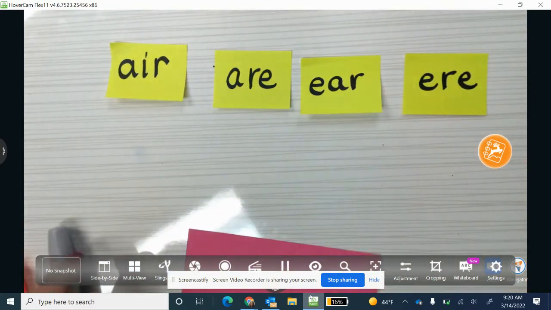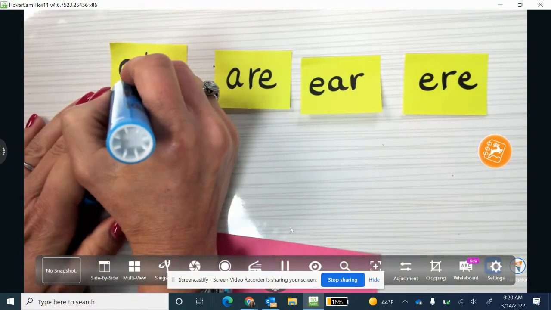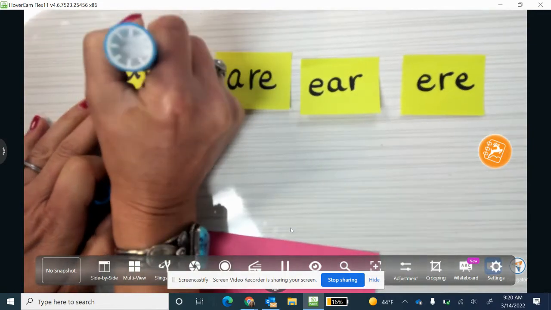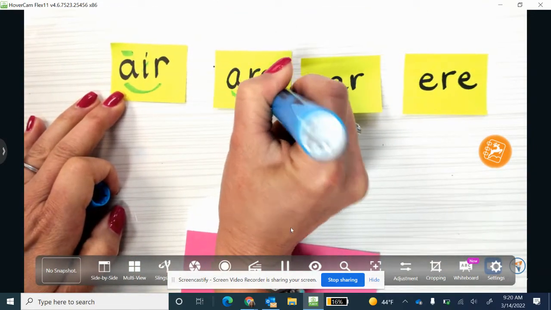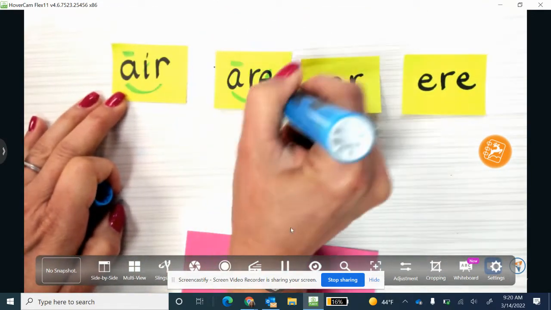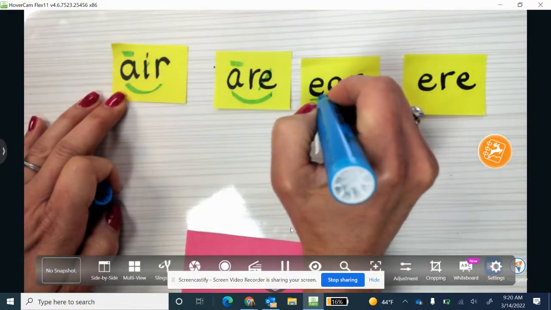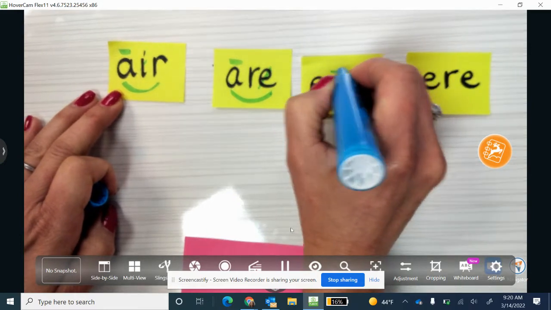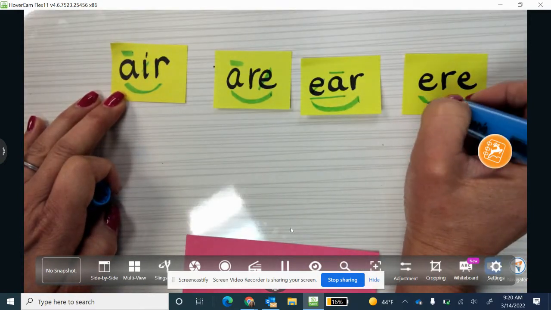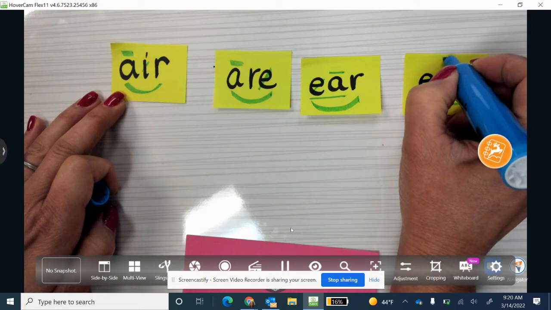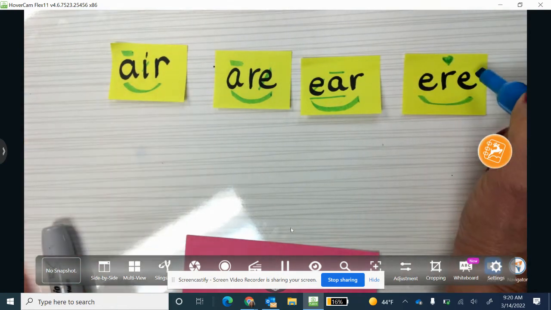All right. I'm going to go ahead and code these again. These are all combinations, so I'm coding them with an arc. They cannot be separated. This one's just a little tricky.